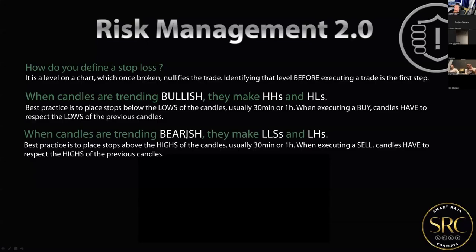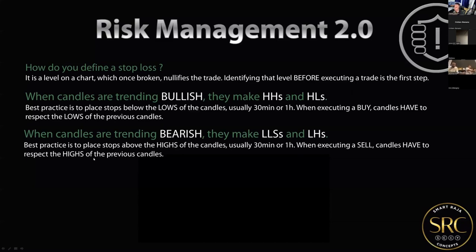Now, when candles are trending bearish, it's the complete opposite. They make lower lows and lower highs. The best practice is to place stops above the highs of the candle, usually 30-minute or 1 hour, when executing a sell. Candles have to respect the highs of the previous candles, right?